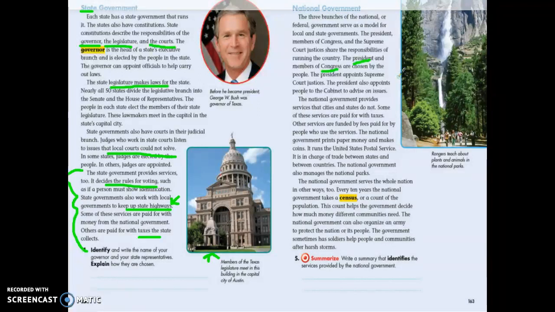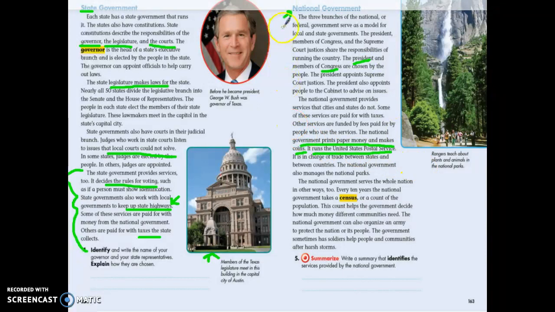The national government provides services that cities and states do not. Some of these services are paid for with taxes. Other services are funded by fees paid for by people who use the services. The national government prints paper money and makes coins. It runs the United States Postal Service. See? So when you get mail, that service is provided by our national government.